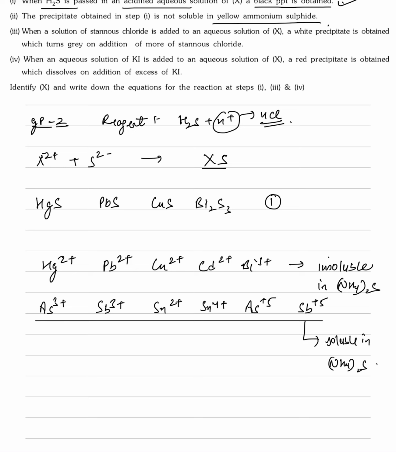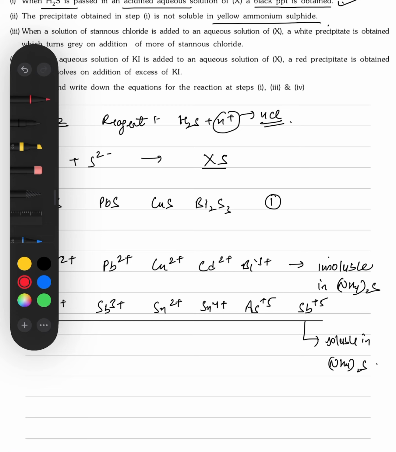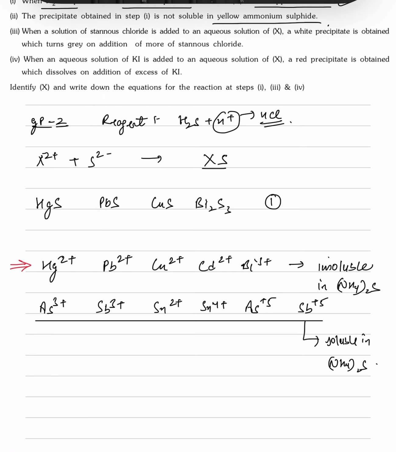Now the question is saying what? The precipitate obtained first one is not soluble in yellow ammonium sulfide, right? That means it belongs to this group of ions. So we have to select one of them. Now the point is, it is black in nature, and it belongs to this group. And if you see Bi2S3, that means we can cut CdS, cadmium sulfide can easily be removed, because actually cadmium sulfide is of yellow color.